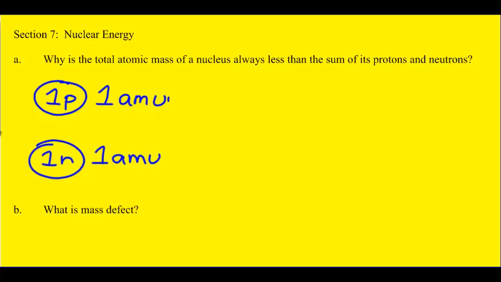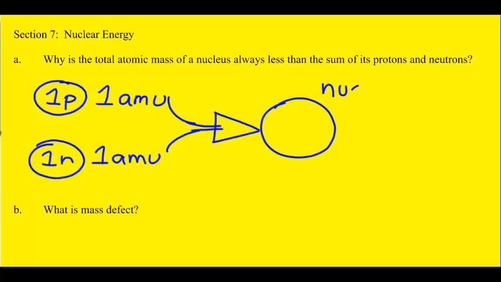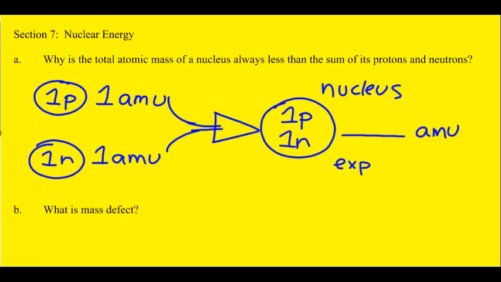If we were to put them together to make the nucleus with 1 proton and 1 neutron in it, what would you expect it to weigh? Okay, think about what you know in math. What would you think the mass of that whole would equal? You would think it equals the sum of its parts, right? You would expect it to weigh 2 AMUs.